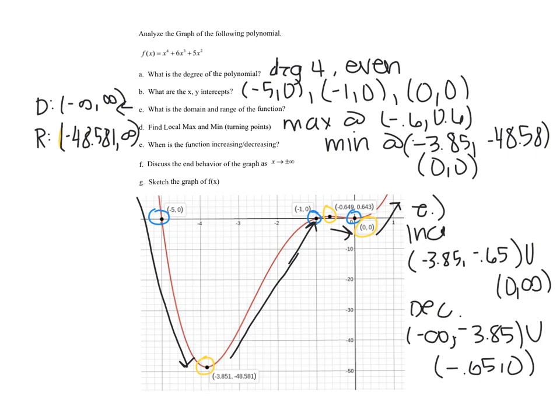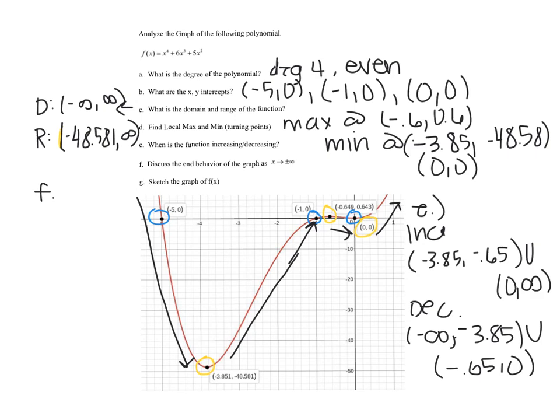Lastly, I want to discuss the end behavior of the graph as x approaches positive and negative infinity. So I'm going to do that off to the left here. There's a couple different ways you can write end behavior. You can say what the function is doing and then describe x, or you can put what x is doing first, then describe the end. But because this is an even polynomial, the end behavior for both positive and negative infinity is going to be the same.